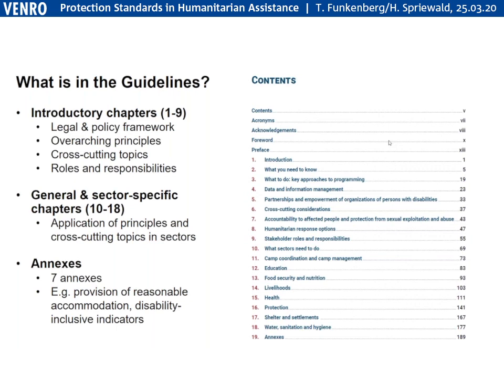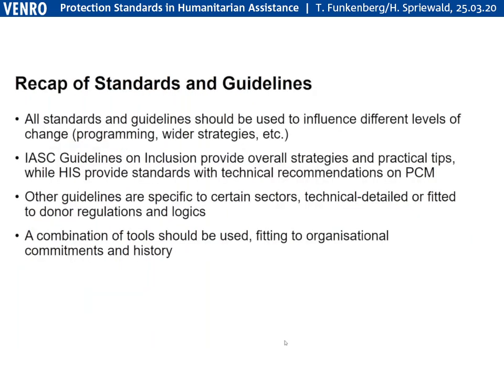Now looking at the recap. So what are we doing? All standards and guidelines should be used to influence different levels of change. So when we look at the programming level, we can look at the project cycle management level, we can look at the field implementation level, or at the wider strategies. Depending on where you want to influence, you can use different standards and different guidelines. Other guidelines cover specific topics, specific sectors, and very technical detailed things. And you should always use a combination of tools fitting to organization commitments and history.